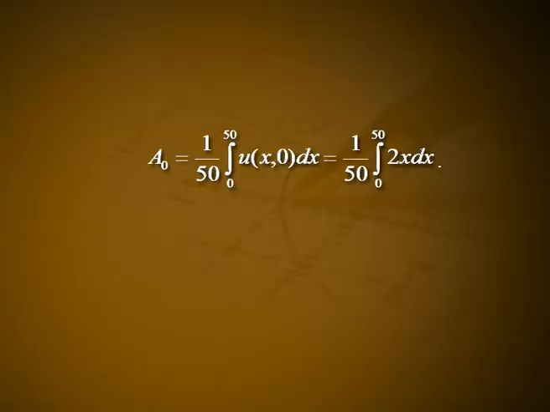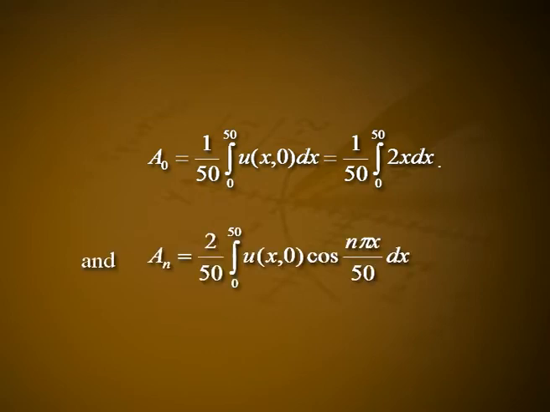Therefore, we have a naught is equal to 1 by 50 into integral from 0 to 50 u(x, 0) dx, that is equal to 1 by 50 into integral from 0 to 50 2x dx, and a n is equal to 2 by 50 into integral from 0 to 50 u(x, 0) cos(n pi x by 50) dx, that is equal to 2 by 50 into integral from 0 to 50 2x cos(n pi x by 50) dx, which is equal to 4 by 50 into [x sin(n pi x by 50) into 50 by n pi plus 1 into cos(n pi x by 50) into (50 by n pi) whole squared] between the limits 0 and 50.